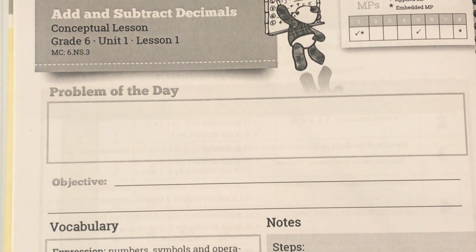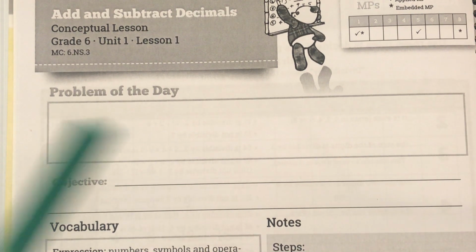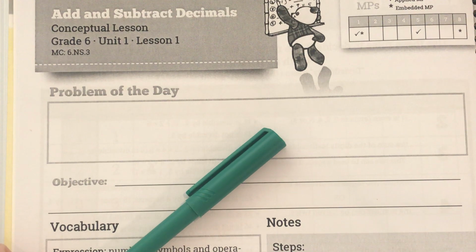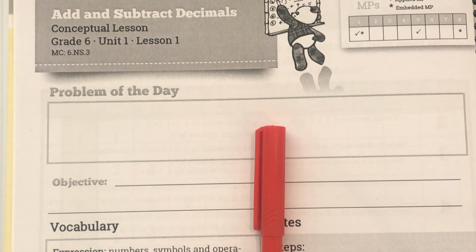Good morning, ladies and gentlemen. Today we are starting on page 3 of your student journal. Quick reminders: when I write in green, you go and write with me. When I write in red, you put down your pencil and just stop and watch.